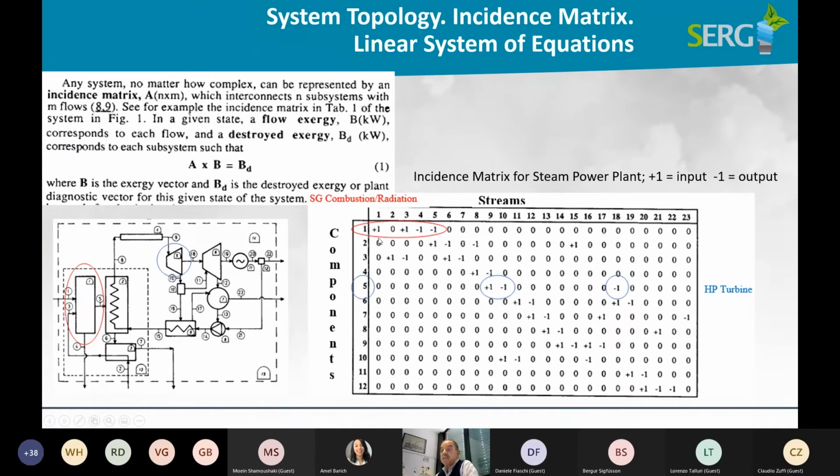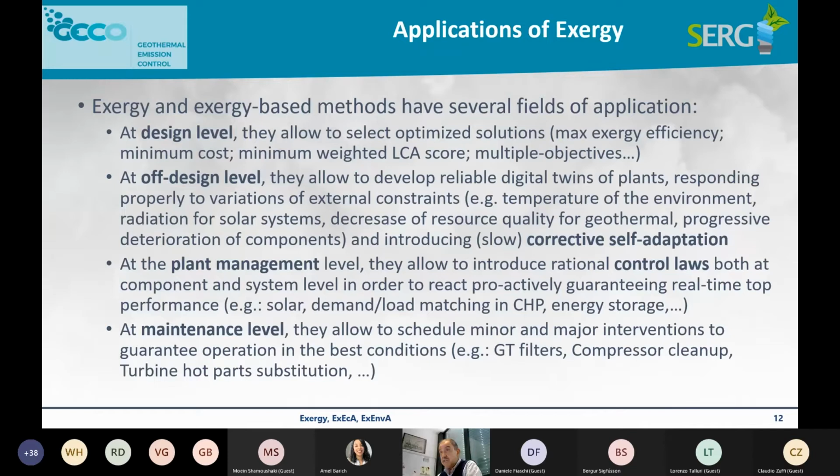The system can be represented by a matrix. The matrix is putting components as rows and streams as columns, and it has in some way a kind of diagonal approach. When you have +1 it means an input, so you see, for example, that the turbine here has an input from streams. The only input is stream 9 here, and it has 2 outputs. Of course, there is stream 10, which is what is exiting, but there is also stream 18, which is the work produced. So at the end, you have a linear system, and you can apply typical techniques for solving the linear system.